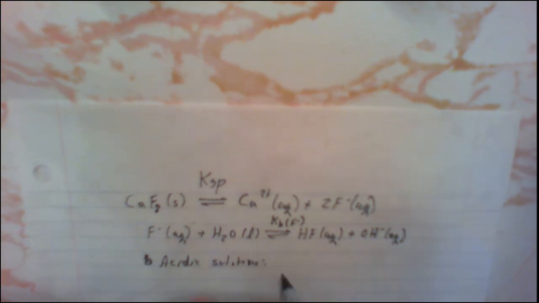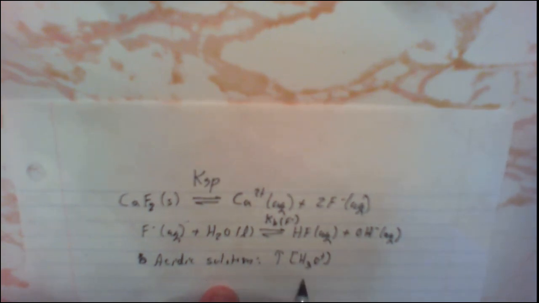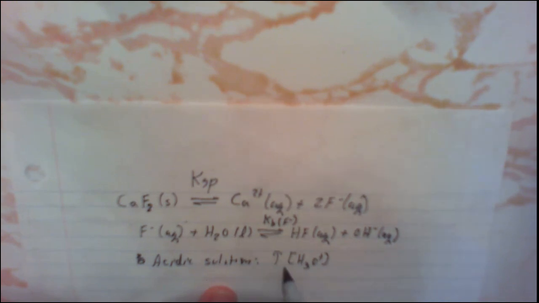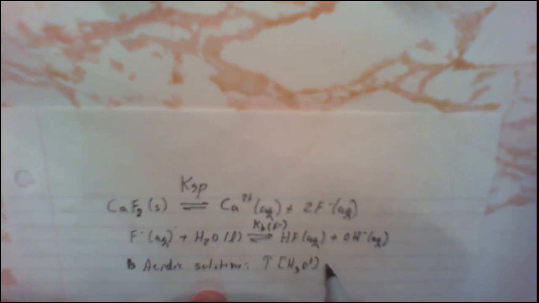what do we know? Acidic solution, that means it has a high concentration of hydronium, otherwise it wouldn't be acidic. And because it has a high concentration of hydronium, we know the concentration of hydronium and concentration of hydroxide are always inversely related to one another. So that means that the concentration of hydroxide is going to be low. And that's going to pull this Kb equilibrium to the right. Because this concentration is low, that's the principle.